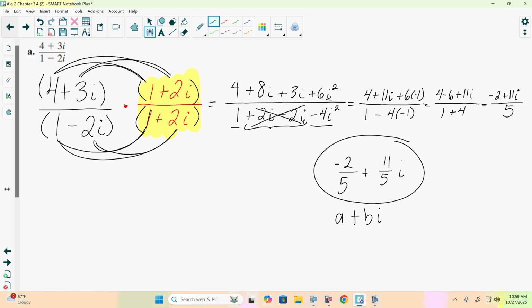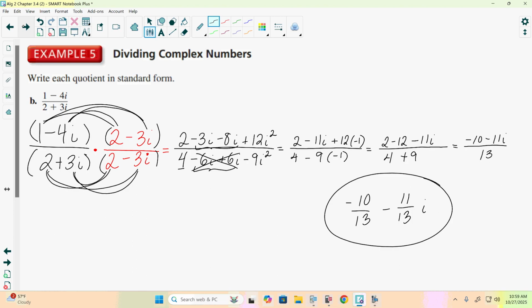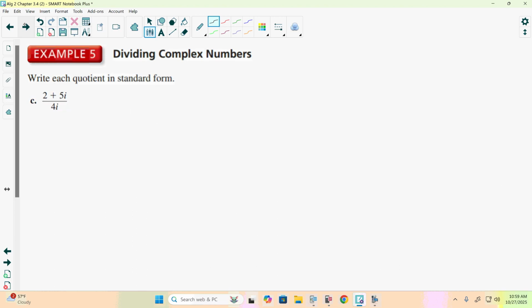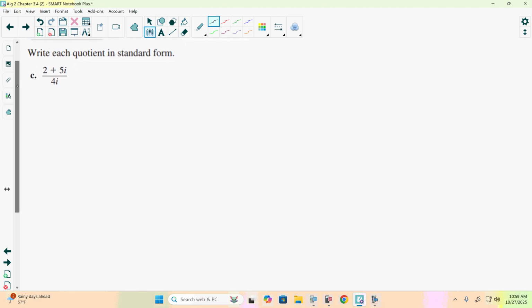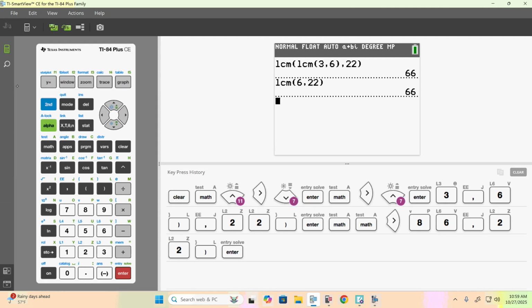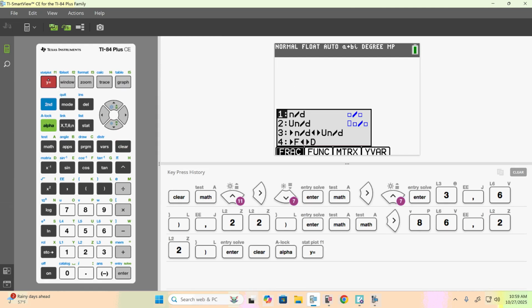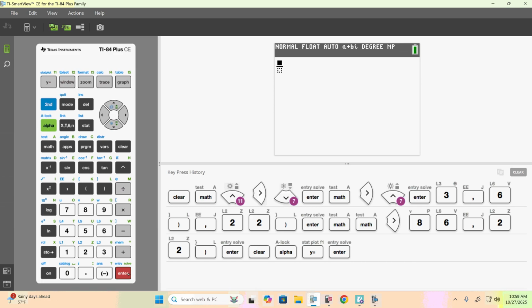Questions on anything we've done so far? Two plus 5i over 4i. Well, up to this point, the graphing calculator has been able to do most all of these. So let's try typing this in. Alpha y equals, enter, will give us a fraction. So we can start off there.